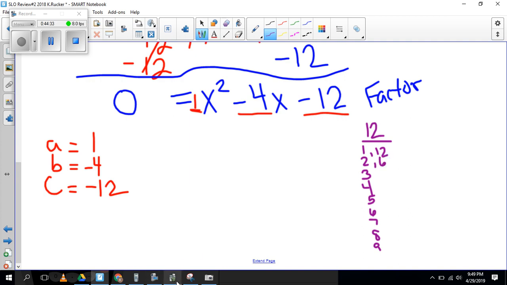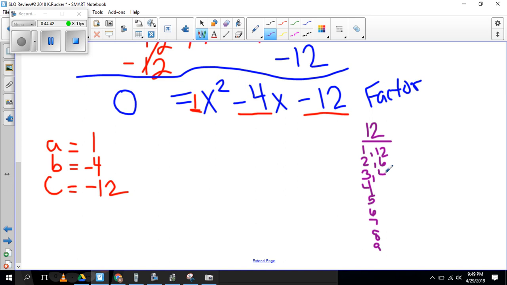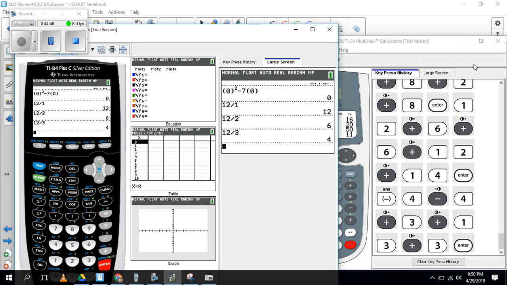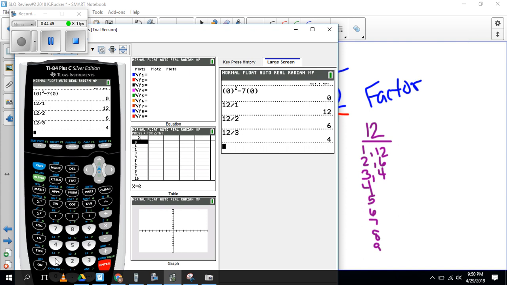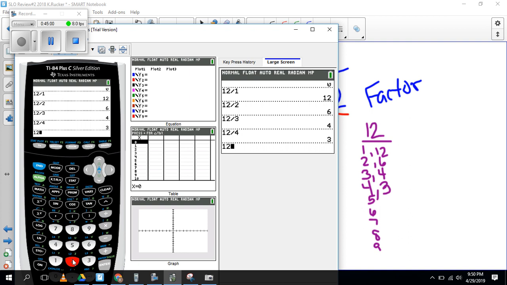Then we do 12 divided by 3, and we get 4. Then we do 12 divided by 4, and we get 3. We do 12 divided by 5, and we're going to hit a snag. So we got a decimal.